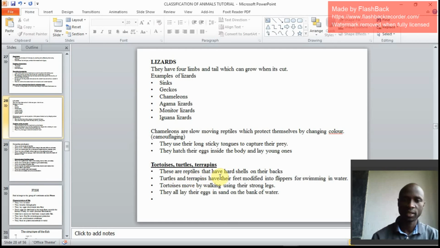Turtles and terrapins have their feet modified into flippers for swimming in water. Their feet are modified into flippers, which enables them to swim in water. Then tortoises move by walking using their strong legs. They have legs, they can walk. That's the mode of movement they undergo. They lay eggs in the sand, near water banks.